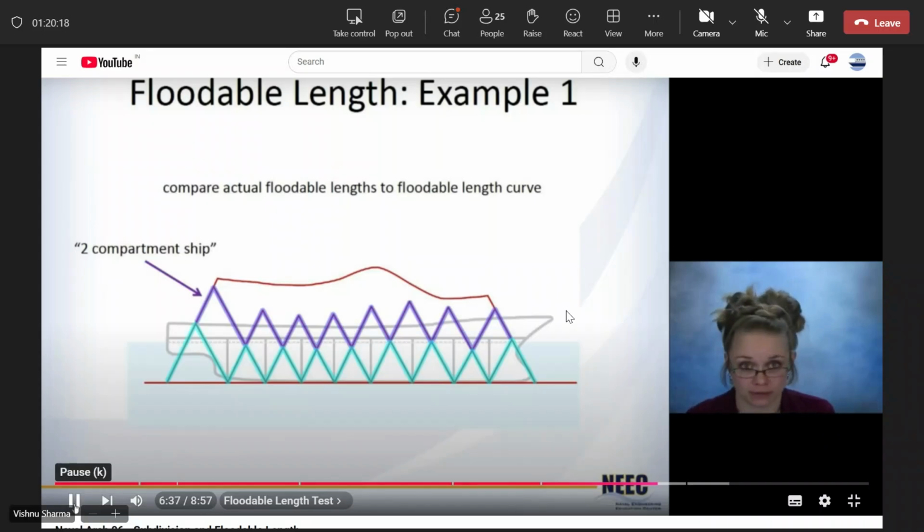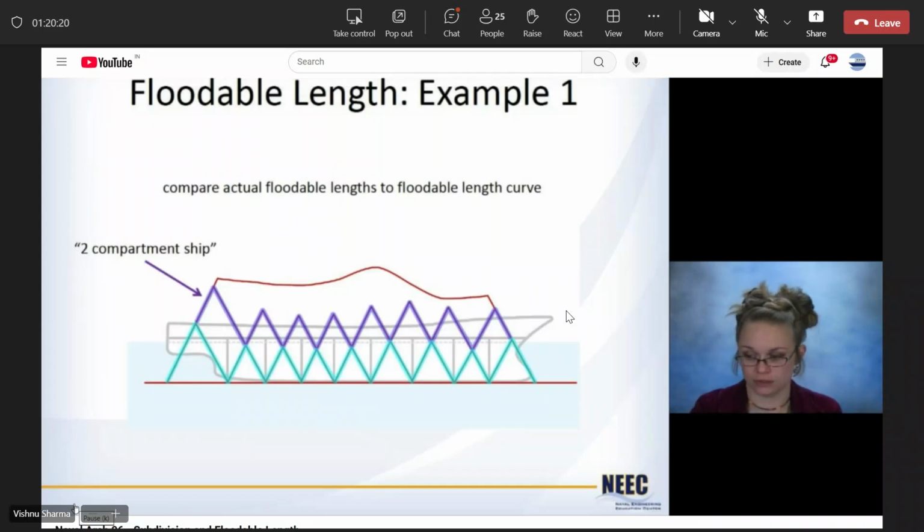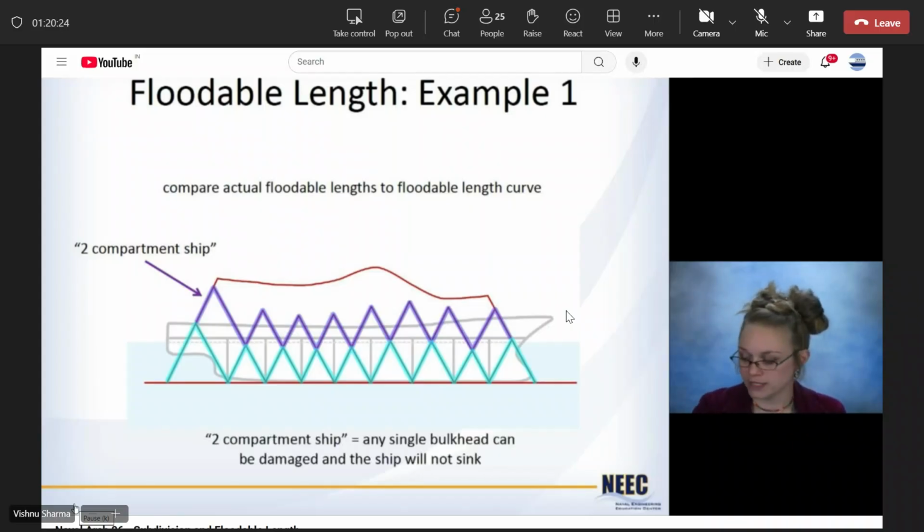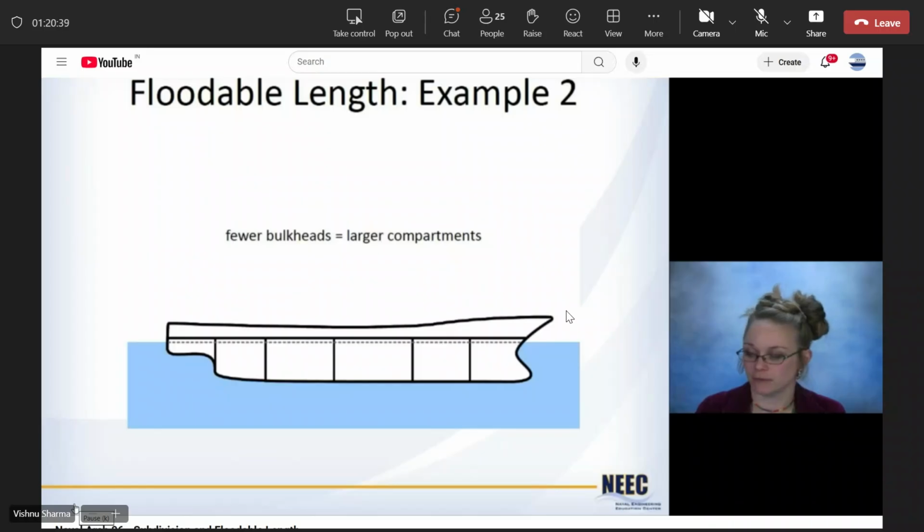We compare the actual floodable lengths, those highlighted lines, to the allowable floodable lengths, which is the red line, okay? For this case, because the purple line is completely underneath the red line, it means that this is a two-compartment ship. It means that any single bulkhead can be damaged and be taken out, and the ship will not sink. That's a good thing. Here's another example.